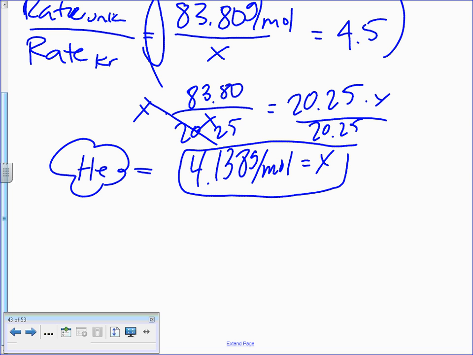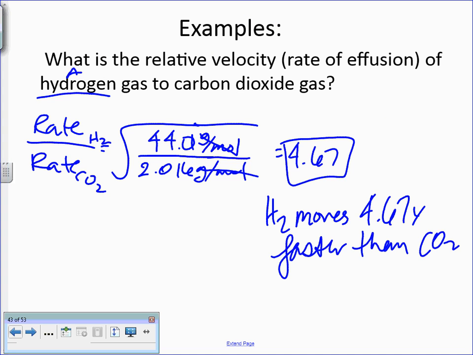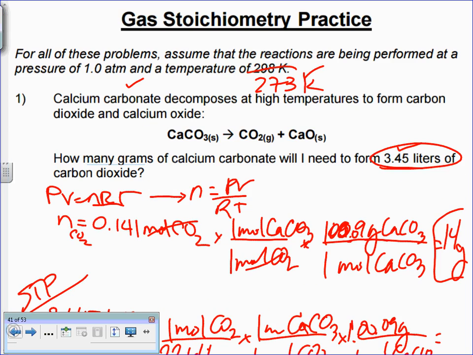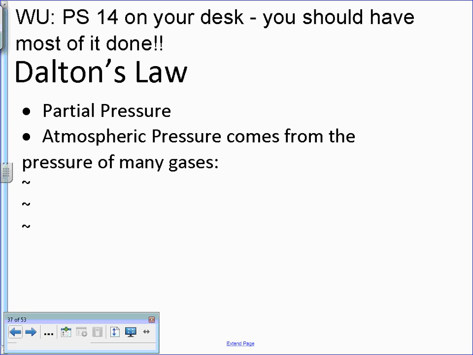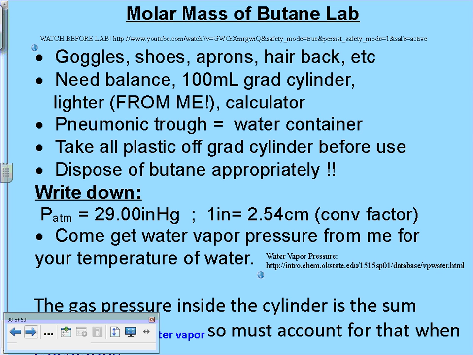Okay, let's stop this for now. We got Graham's law kind of taken care of. Keep your problem set on your desk for me. Pull out a piece of paper. Label it molar mass of butane lab. We're going to watch a quick video on how to do this lab, and then you guys will do it.